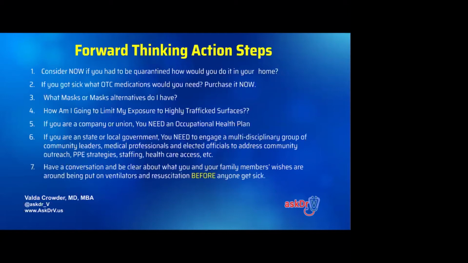If you're a company or a union, then you need to look at what is the occupational health plan that's actually going to keep our employees safe. If you're a state or a local government, I think it's very important to engage a multidisciplinary group of community leaders, medical professionals, and elected officials to address community outreach, PPE, staffing, and healthcare access. And it's interesting, I've had this slide here for probably about 6 weeks now. Governor Whitmer of Michigan actually just did exactly this, specifically to look at health disparities. The other thing is have a conversation and be clear about your family members' wishes around if they want to be put on a ventilator or resuscitated before anyone gets sick.